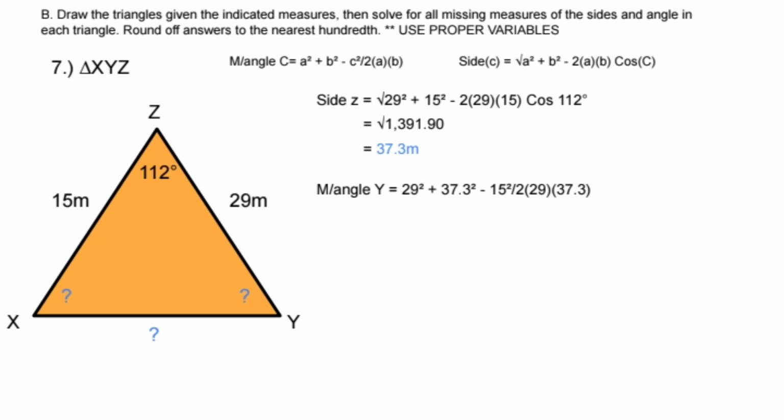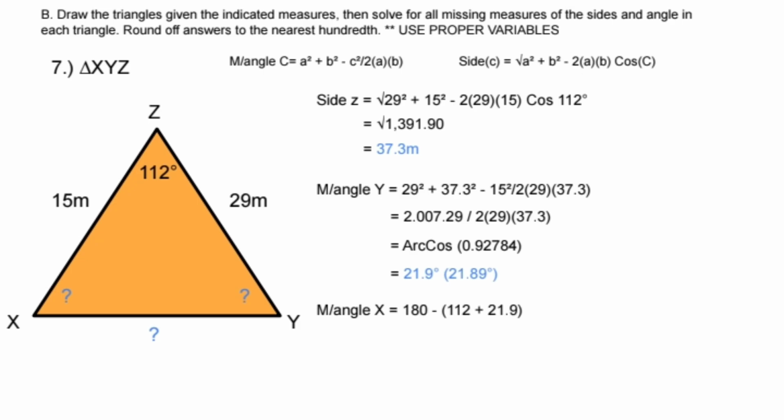To find the measure of angle y, using the formula for finding the angle, you have 29 squared plus 37.3 squared minus 15 squared over 2 times 29 times 37.3. Inputting that into the calculator, we get 2007.29 over 2 times 29 times 37.3, which gives 0.92784. Taking the inverse cosine, we get the angle y, which is 21.9 degrees, rounded off from 21.89 degrees.